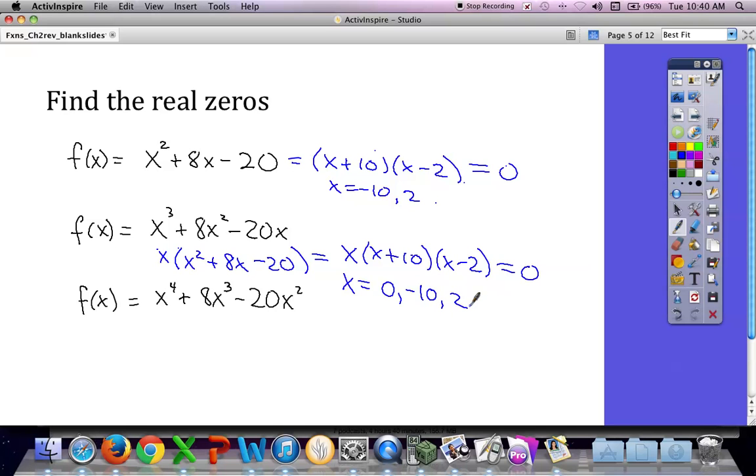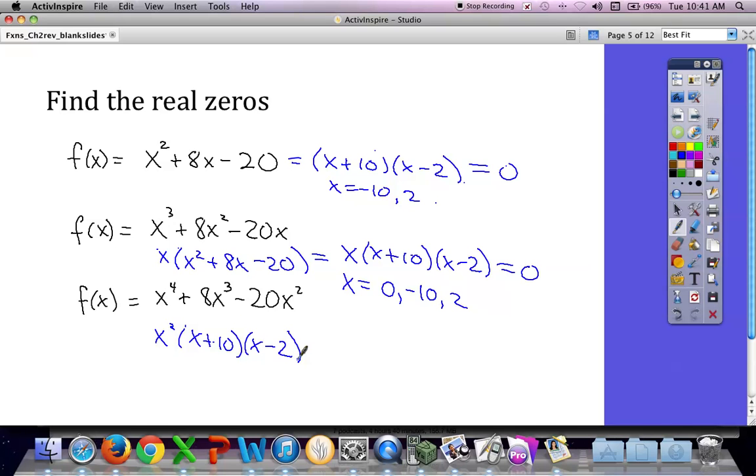And how about the last one? What's in common between all three of those? It's x squared, right? So as a first step, we would take out x squared. And in every case, we get it to a form which we can factor. This same quadratic will be in the middle. So this will be x squared times x plus 10 times x minus 2.